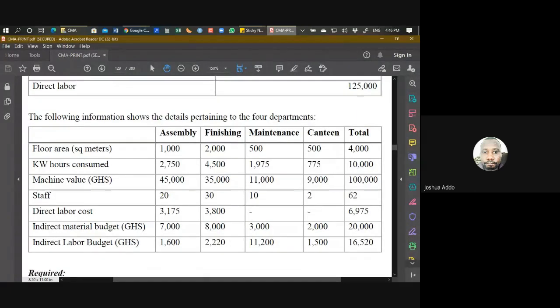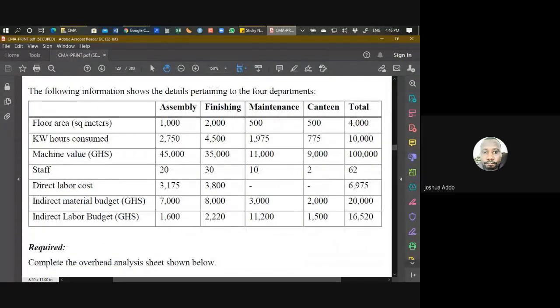Direct labor cost: 3,175, 3,800. We have none for maintenance, none for canteen. A total of 6,975. Indirect material budget: 7,000, 8,000, 3,000, 2,000, a total of 20,000. Indirect labor budget: 1,600, 2,220, 11,200, 1,500, a total of 16,520. Does any one of you have a question? If you don't have a question and you have just joined, please mute your microphone.